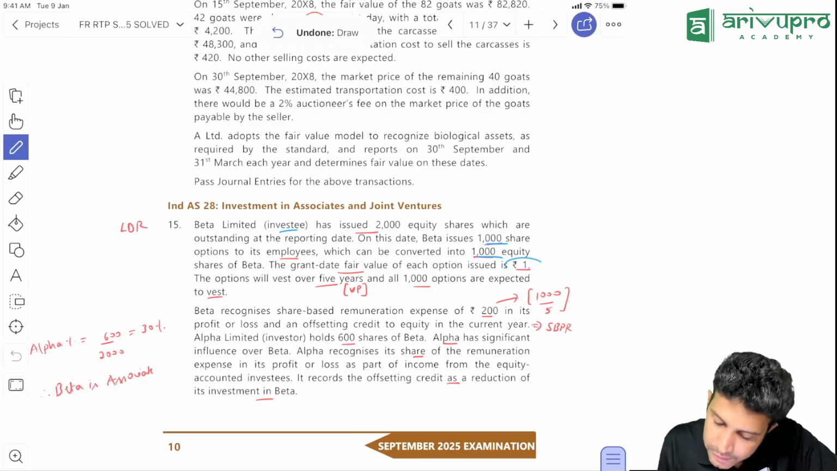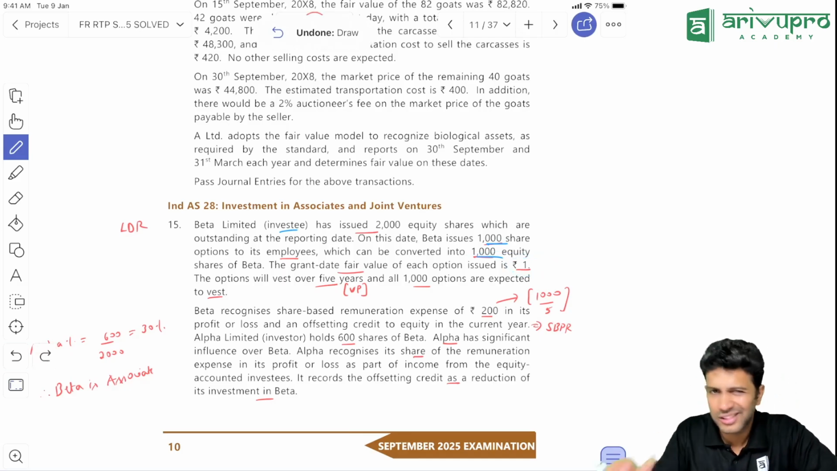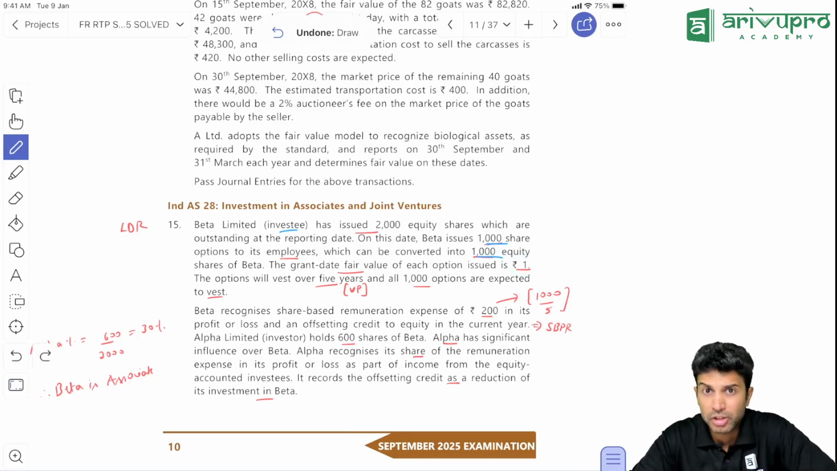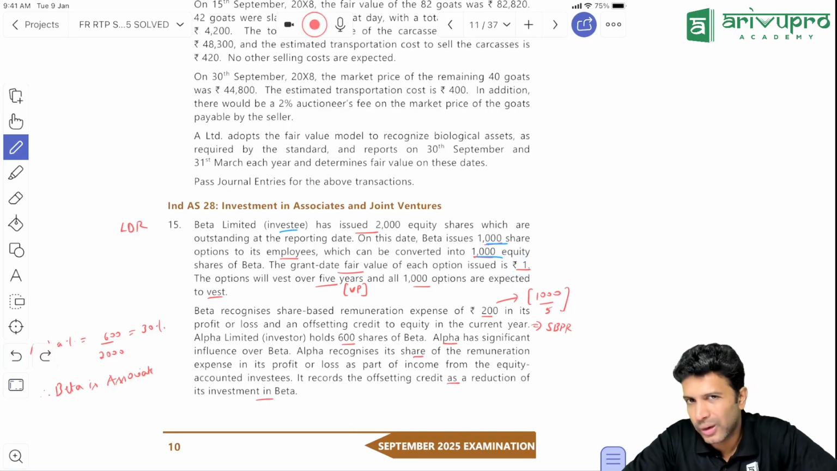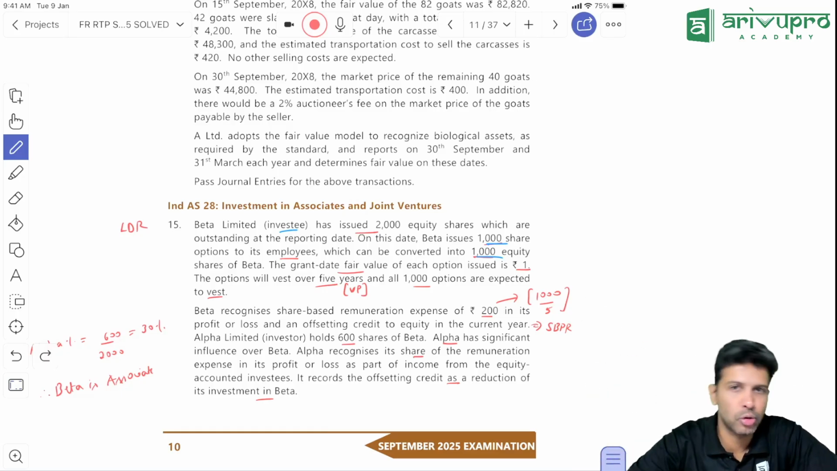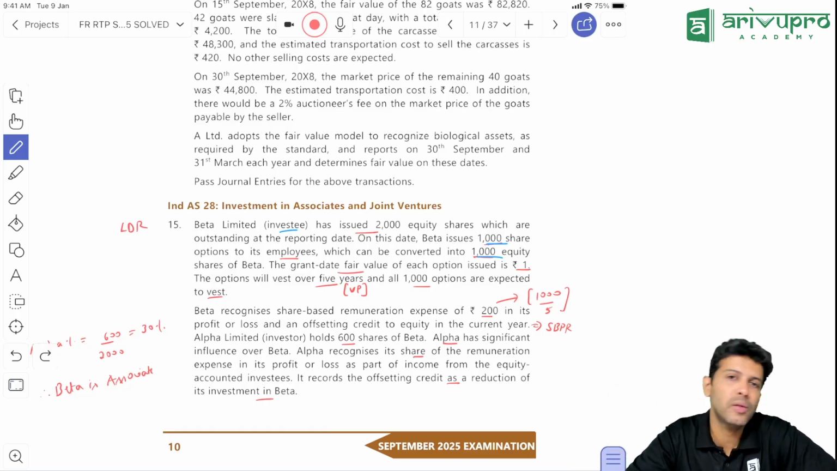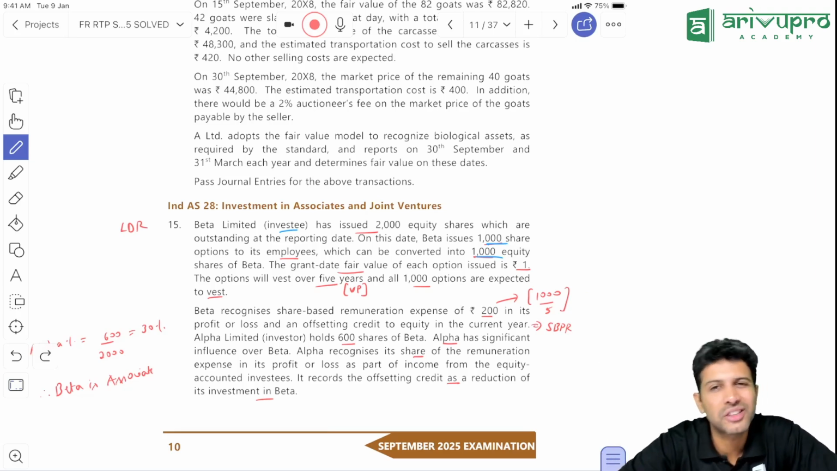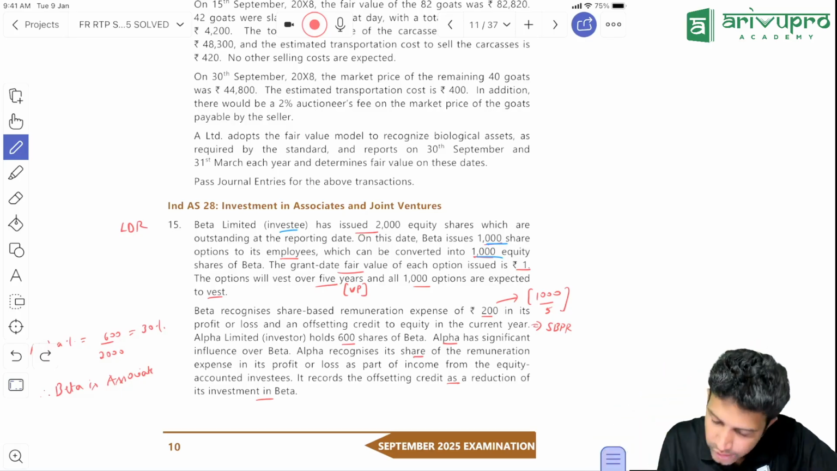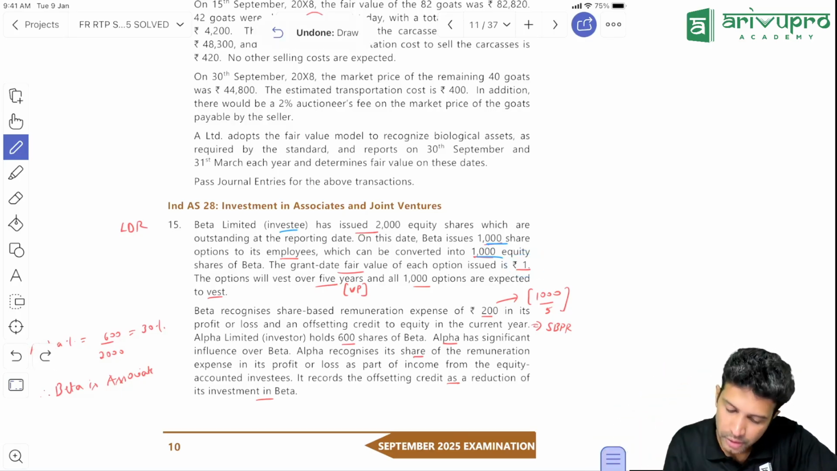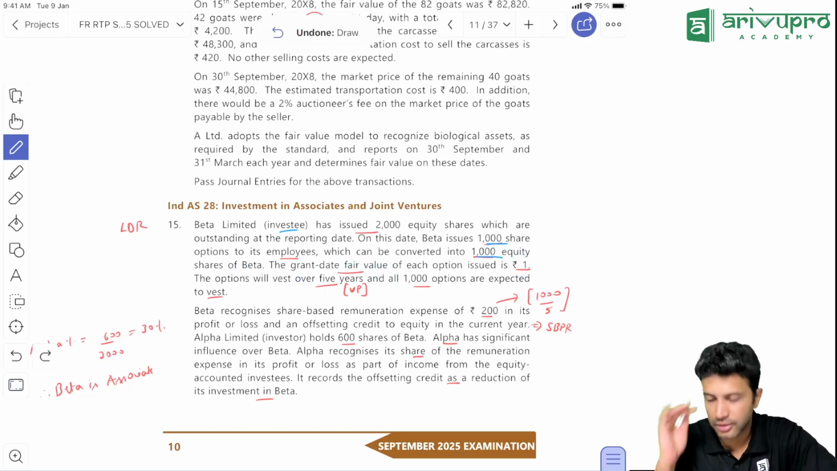Fine. The grant date fair value is 1. Since we're giving shares to the employee, it's an equity settled option. For an equity settled option, as per Ind AS 102, we take the grant date fair value and do the accounting. Subsequent changes to fair value we ignore in case of an equity settled plan. So the grant date fair value of one option is 1 rupee. The option will vest over 5 years. That is the vesting period.